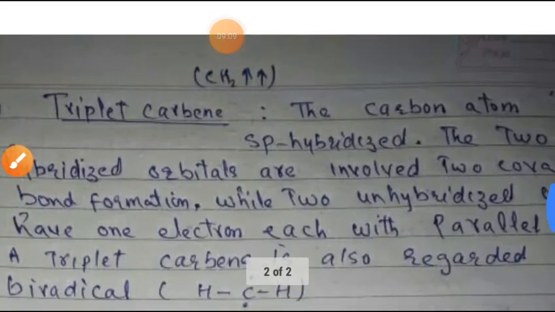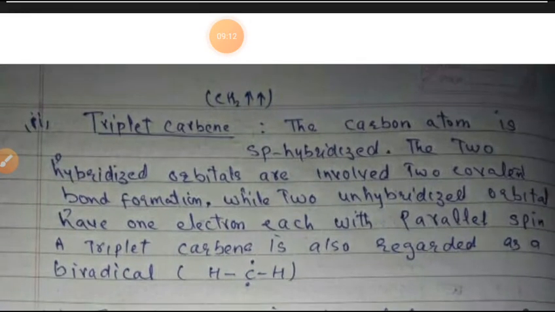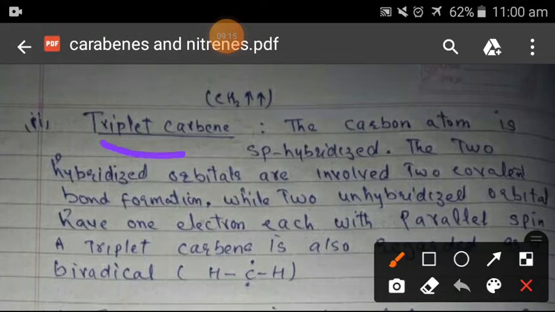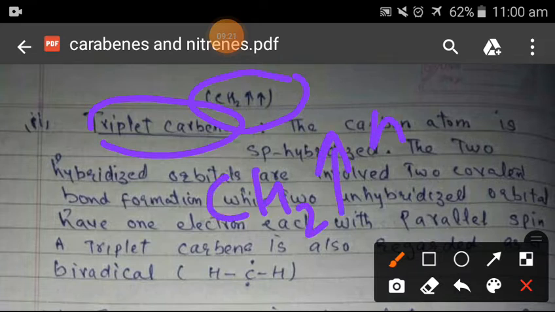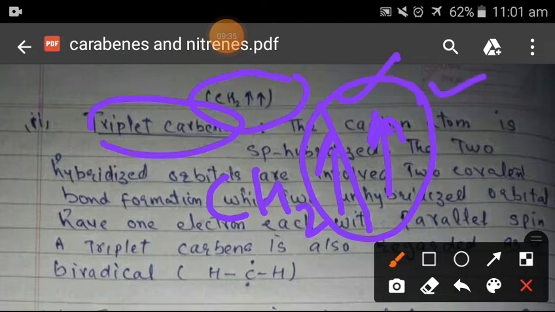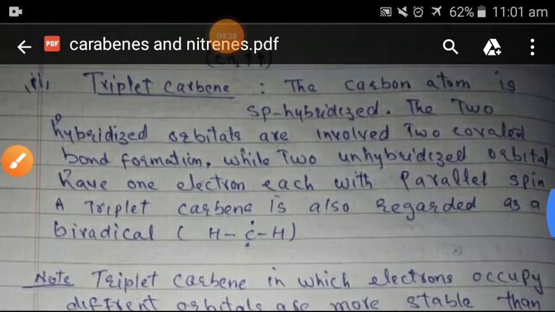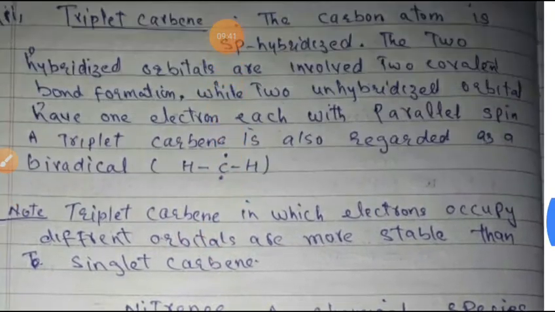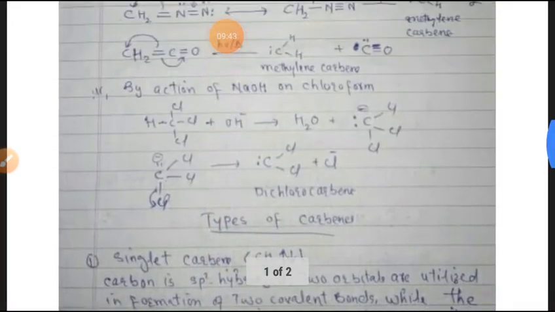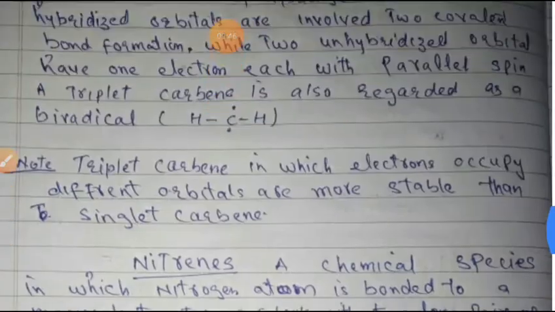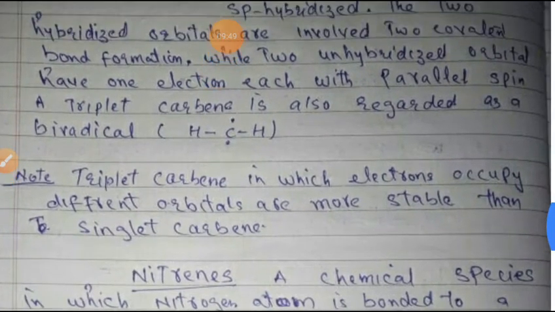Clear? Similarly, the second type of carbene is the triplet carbene. Triplet carbene can be represented by CH2 with two electrons having the same spin, both clockwise. So actually the two electrons are not present in the same orbital; they are present in two different orbitals. So let us see the orbital picture of the triplet carbene.